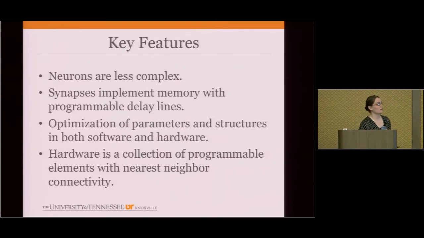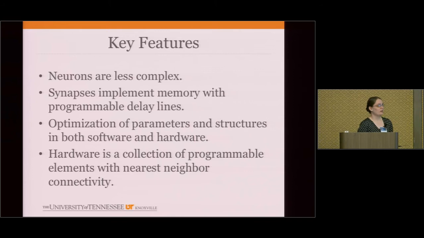So the key features of our architecture are that we have very, very simple neurons. Our neurons are biologically inspired, but we're not attempting to model biological neurons explicitly, so they're very simple. Our synapses implement memory with programmable delay lines. When we talk about synapses, we're talking about the connections between neurons in our architecture. Our idea of synapses encompasses synapses, axons, and dendrites.